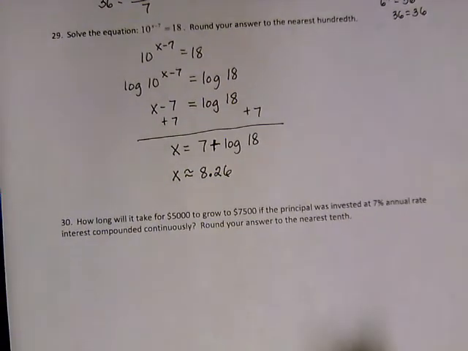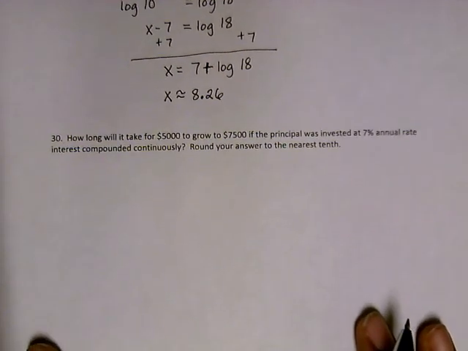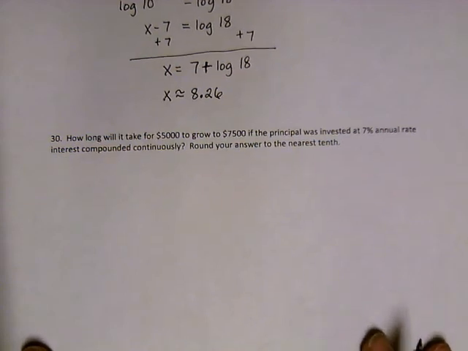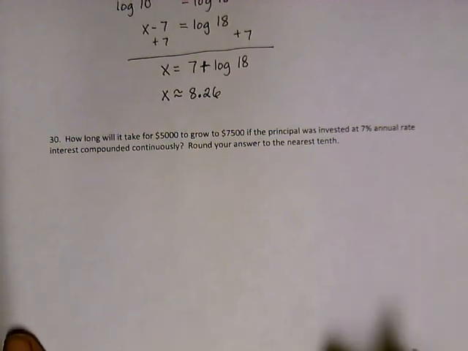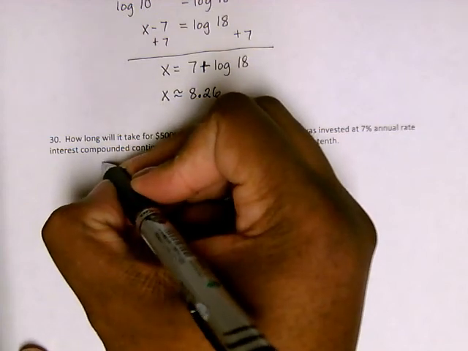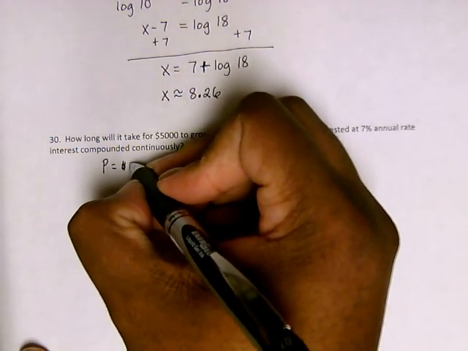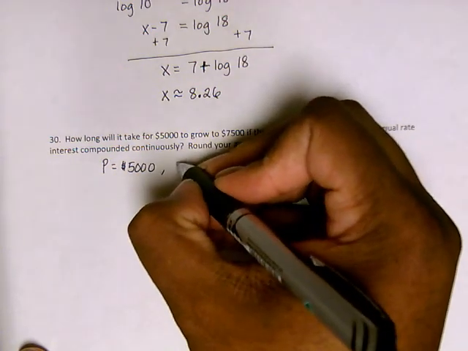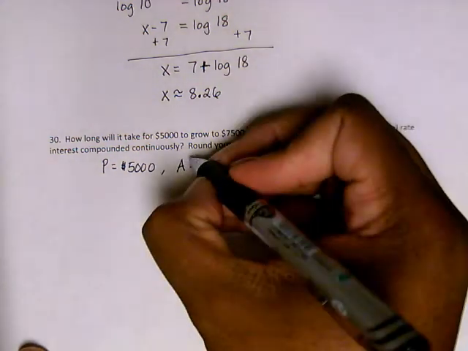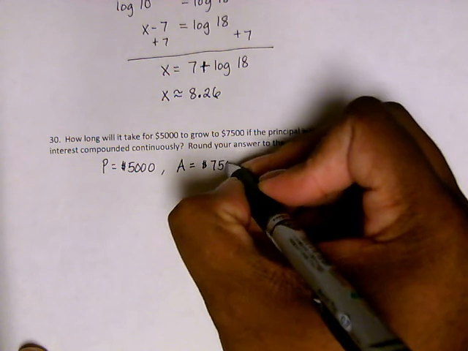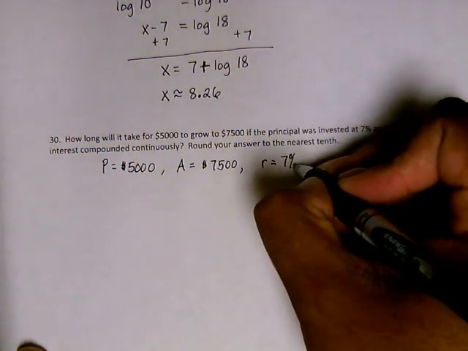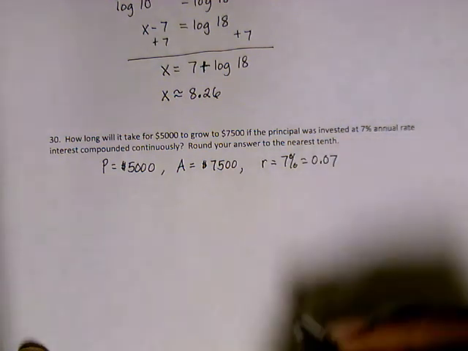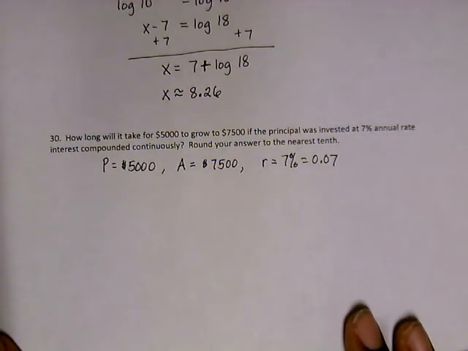Okay, then finally number 30. How long will it take for $5,000 to grow to $7,500 if the principal was invested at 7% annual rate interest compounded continuously? Round your answer to the nearest tenth. So the principal is the $5,000. Your A, that's the amount that we want to reach, is $7,500. And your interest rate is 7%. As a decimal, that would be 0.07. And you're told that it's compounded continuously.